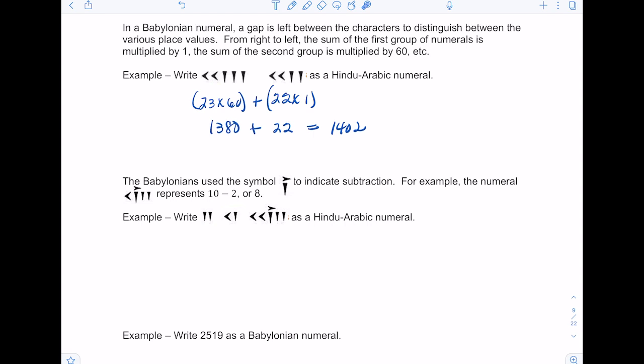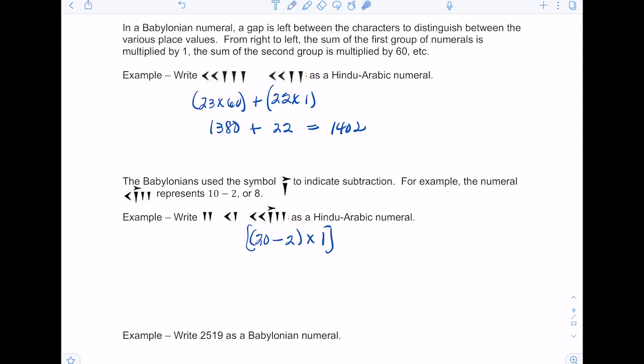Okay. So here we've got our upside down triangles. Those each represent 1. Here we have a 10 and a 1. And then here we have 20 and then minus 2. So remember, starting from right to left, we're going to multiply the first group by 1. So this number here is 20 minus 2, and then we're going to multiply that by 1.